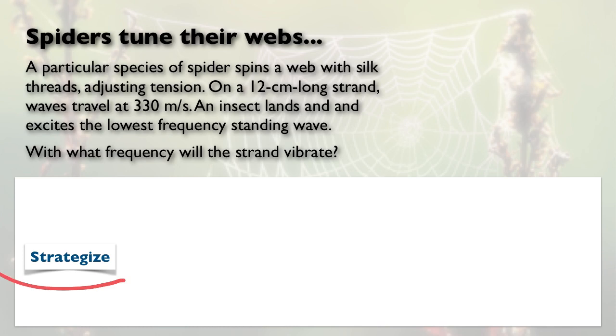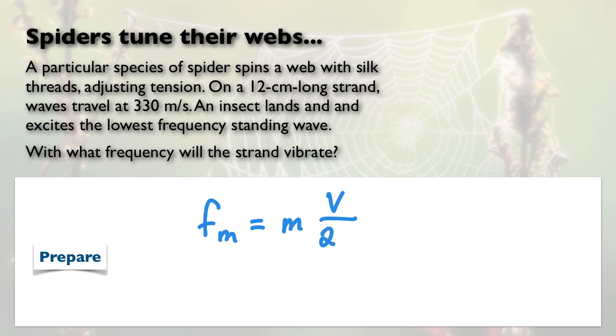Well, our strategized step is we're going to say this is just a standing wave on a string, and we're going to solve it as a standing wave on a string problem. For my preparation step, I'm going to remember that the frequency of waves on a stretched string is m times v over 2l, where m is equal to 1, 2, 3, 4, etc. But remember, we are only asked to find the lowest frequency standing wave, and so we only want m equal to 1. We want the lowest possible frequency. With that in hand, we can solve.